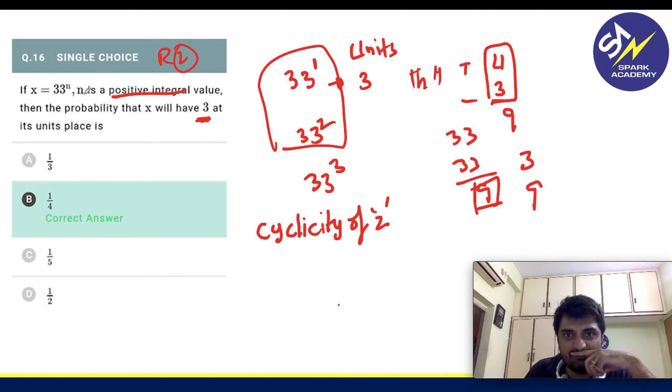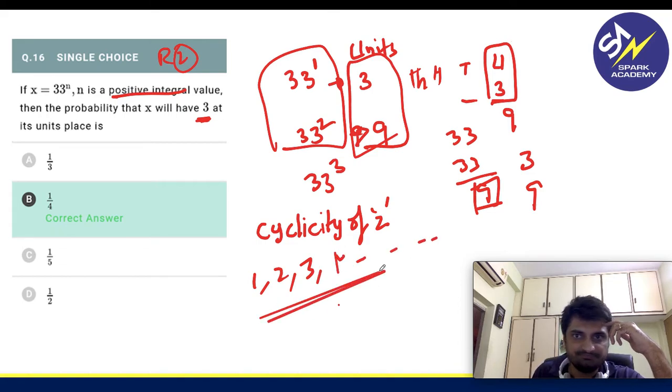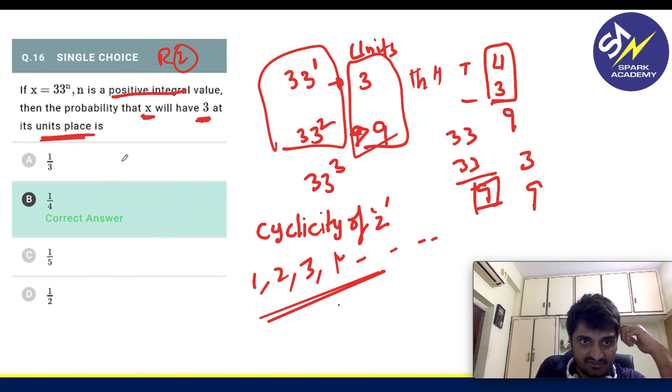33 power 1 will be 33 only. 33 square will be 33 into 33. So it will be 9 only, right? So you will get 3, 9, 3, 9, 3, 9, like that, and so on. So you just need to count, right? You will only get 3 and 9 for all positive integers. What are the positive integers? 1, 2, 3, 4, like that, and so on. So how many cases can I do? The probability that X will have 3 in units place, I can write as whatever cases we want by total number of cases.